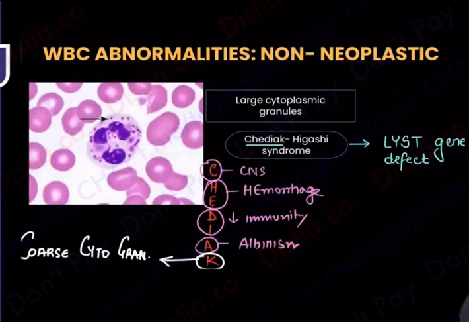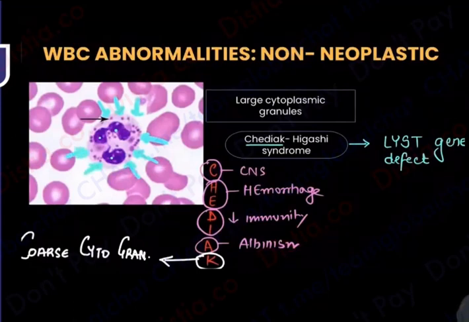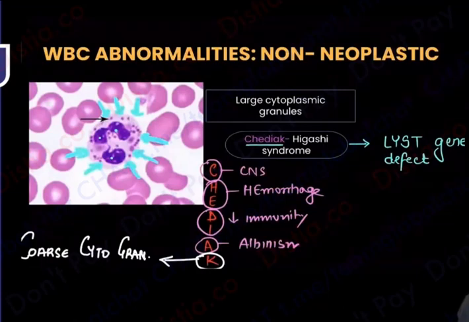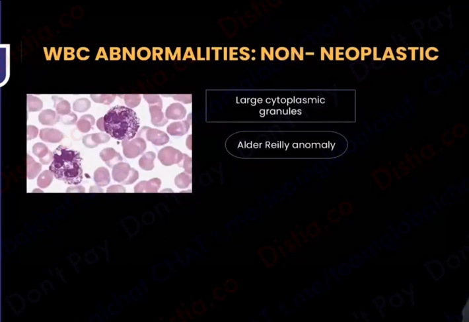Now you identify a neutrophil very well. It has these lobes. It's a neutrophil, and you can see these thick granules that are present. That is the coarse granules that you see in Chediak-Higashi. Always remember the mnemonic. It's a lysosomal problem. The K will remind you that it was for coarse granules. There's one more disease which shows you the same, the last one that I would want to discuss with you, Alder-Reilly anomaly.